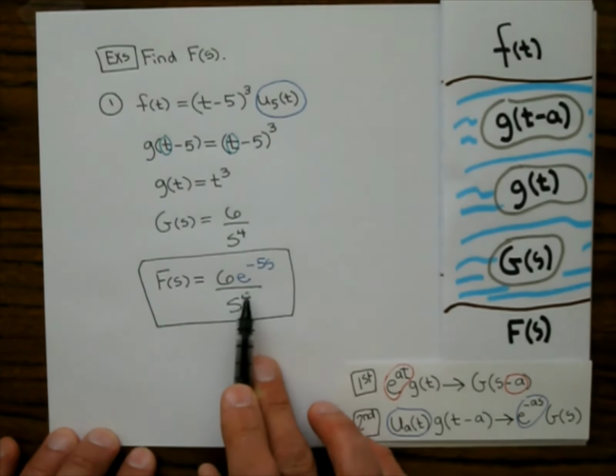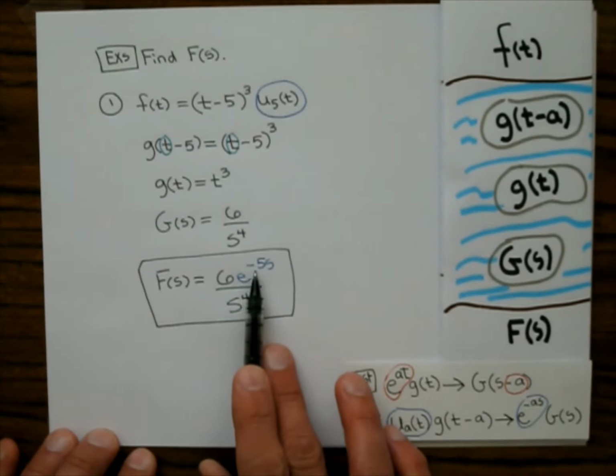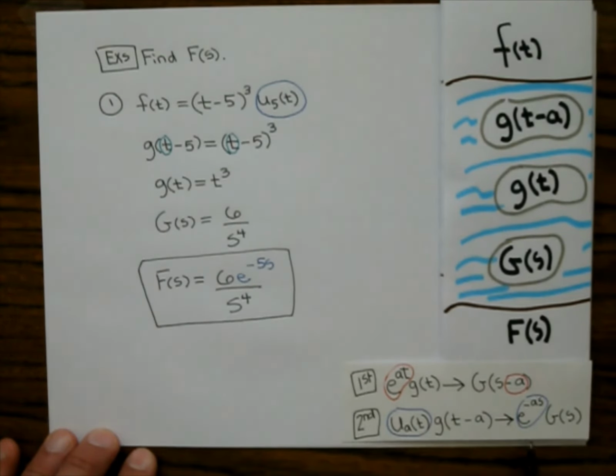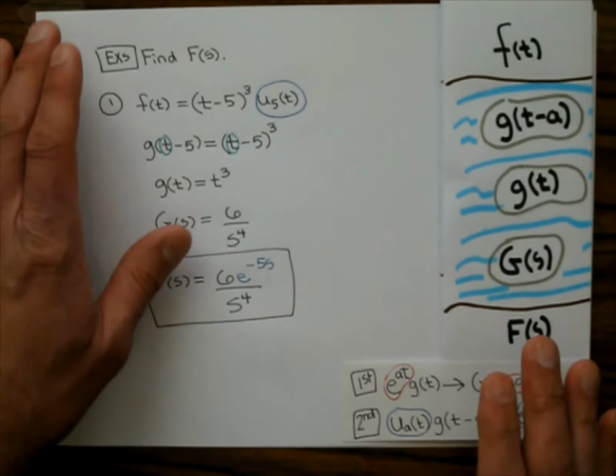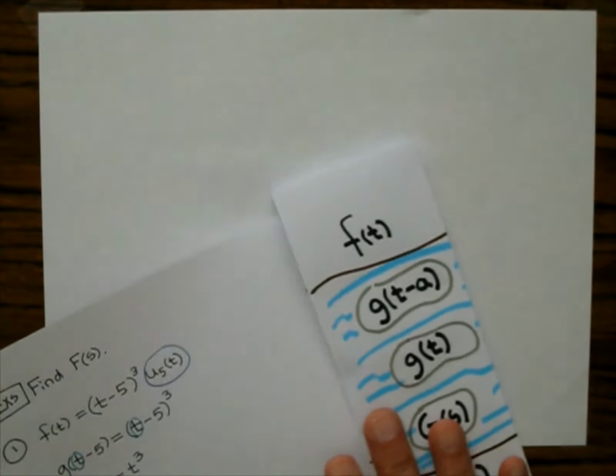This doesn't have to be blue when you're doing your homework. And when you do the second shifting theorem, there will always be a negative sign in front of the s up there. That's just the way it is, because a is always positive on the second shifting theorem. On the first shifting theorem, a could be positive or negative. So that's the deal. That's problem number 1. Let's go ahead and do problem number 2.